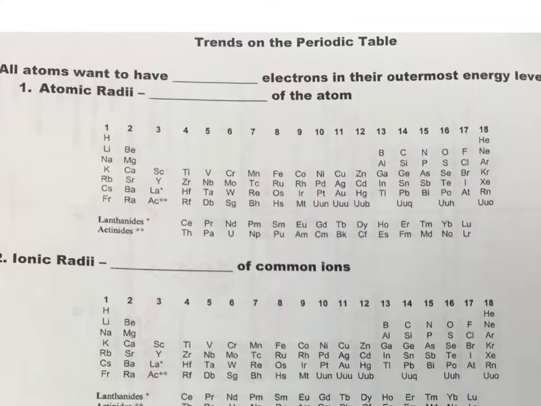Okay, so in your notes, we've talked about Coulomb's law, shielding effect, and effective nuclear charge. Along with those and this little concept at the top of your paper, that's what makes our trend. So all atoms, we know, want to have how many electrons in their outermost shell? How many electrons does everybody want to have? Because they want to be like a noble gas. 8. Good.